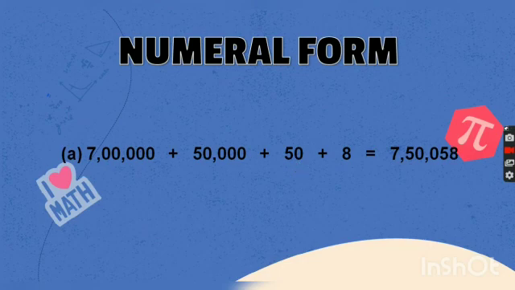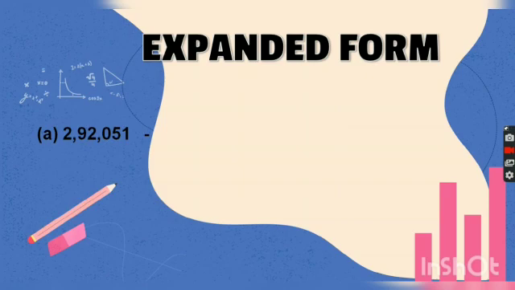Ones place. 8 is there. 8 ones. All of them understood? How will you write the numeral form? Then move on to the expanded form. The next topic is expanded form.